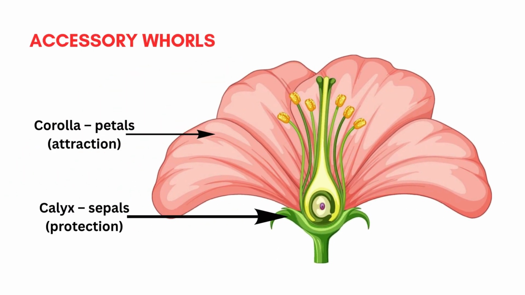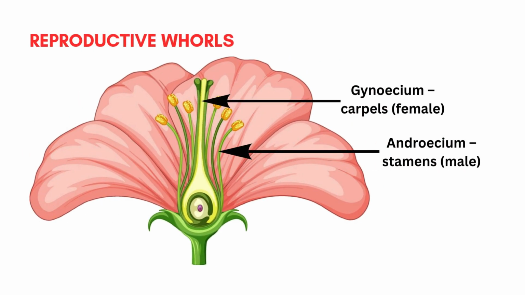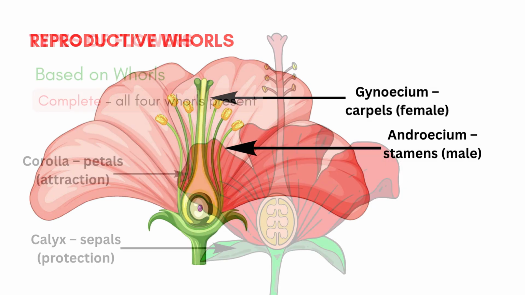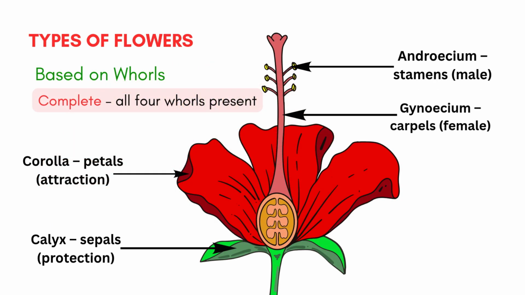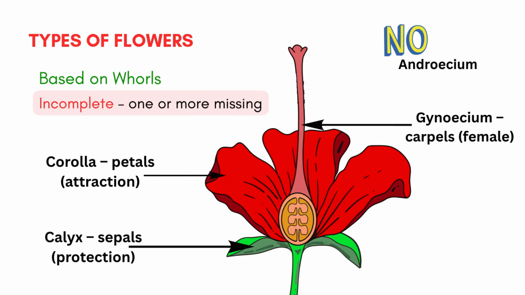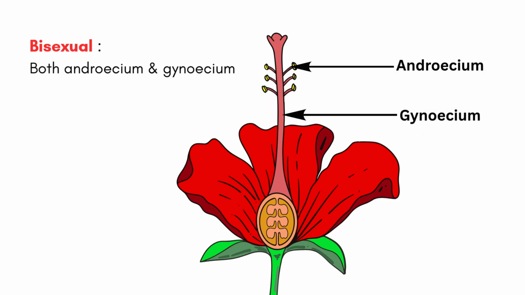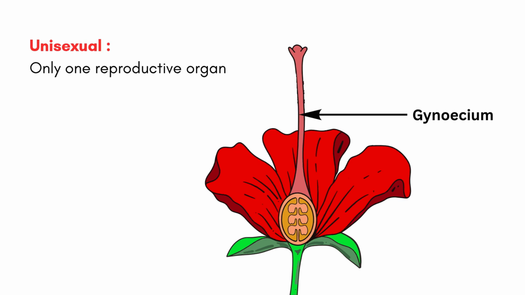The outer two are accessory whorls while the inner two are reproductive whorls. A flower is called complete when all four whorls are present and incomplete if any whorl is missing. A flower is bisexual if both male and female reproductive organs are present and unisexual if only one is present.